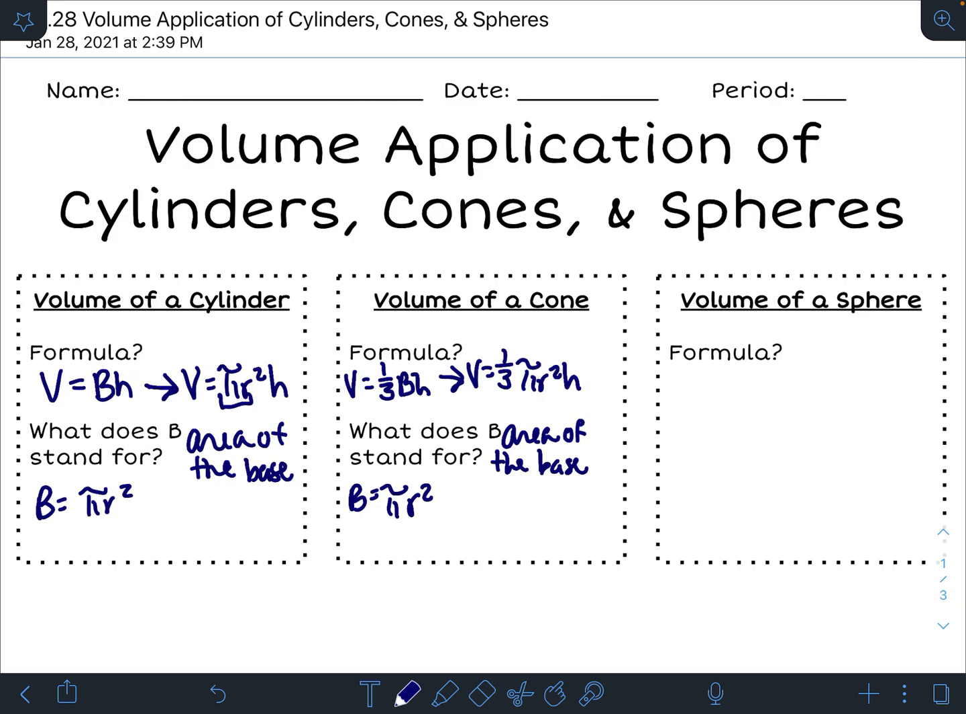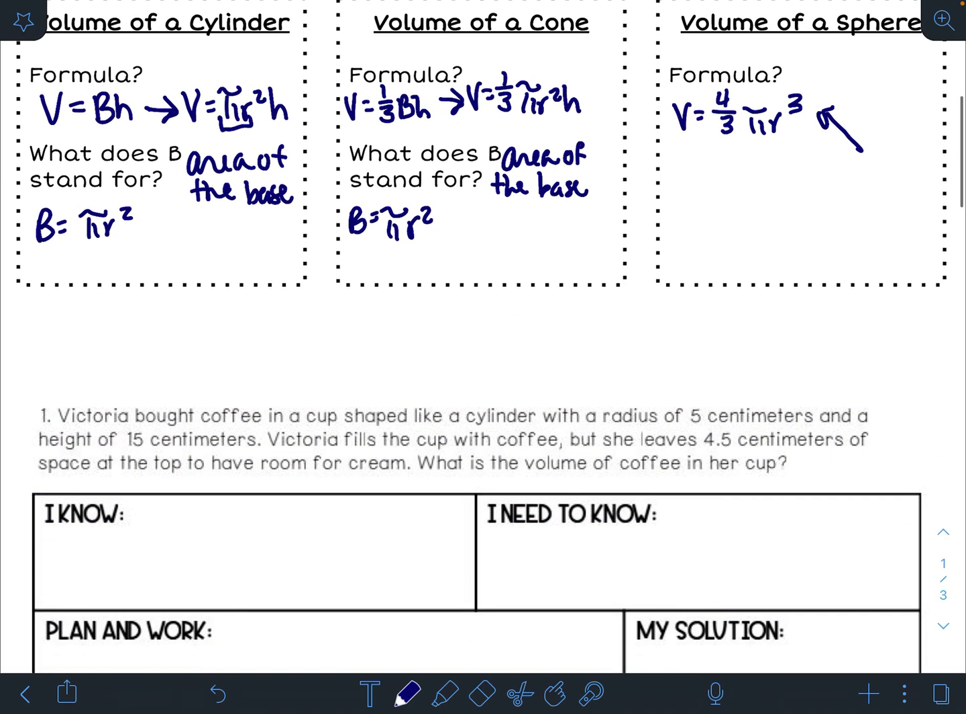The volume of a sphere is just a simple formula. There's no substituting other formulas into it. It's just 4/3 pi r cubed. Remember that 3 is super duper important, so make sure that you are careful of that.